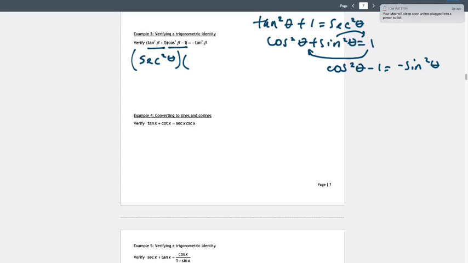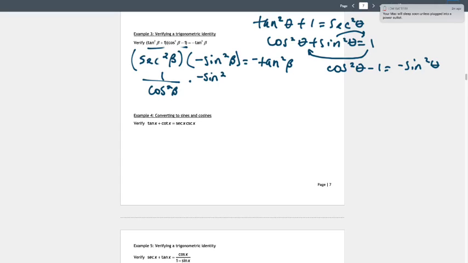And I just realized I was using the wrong variable again. Sorry. So that's secant squared beta, and then this one's negative sine squared beta. And we're trying to make it equal what? Negative tangent squared beta. All right, remember secant squared is the same thing as 1 over cosine squared times that negative sine squared over 1. Multiply fractions straight across. So when you multiply that out, I forgot to write my right-hand side. That multiplies to be negative sine squared beta over cosine squared beta.